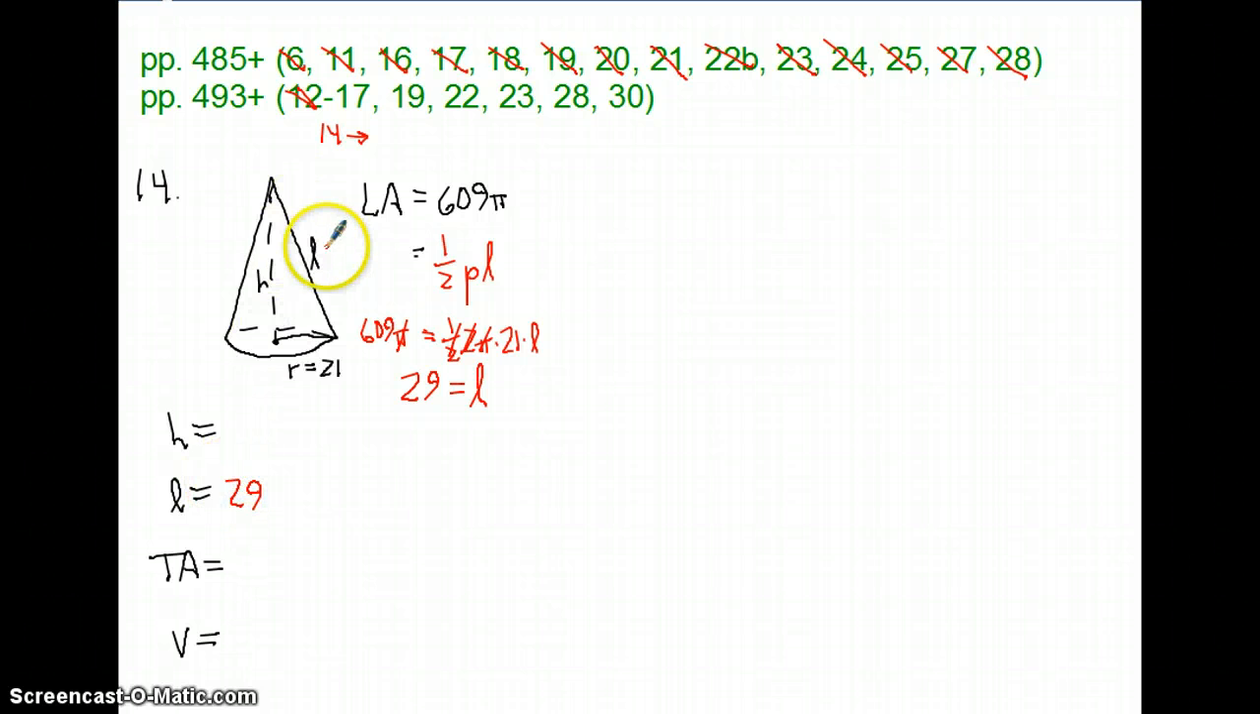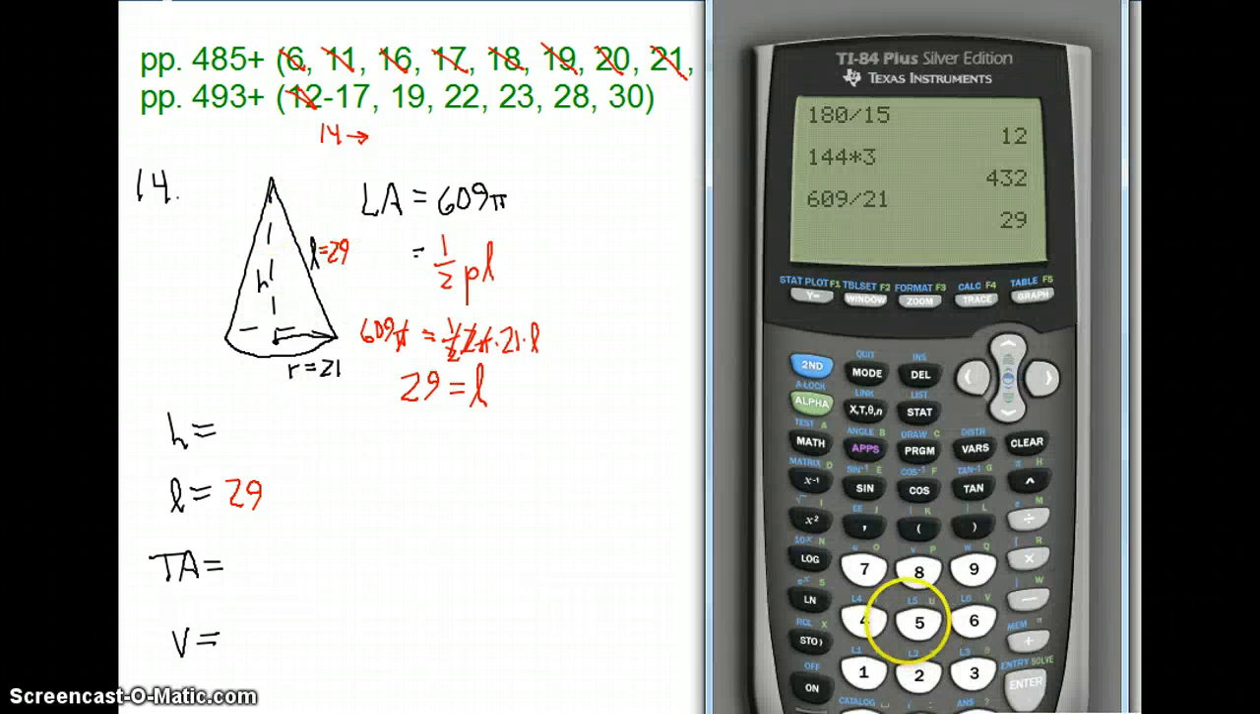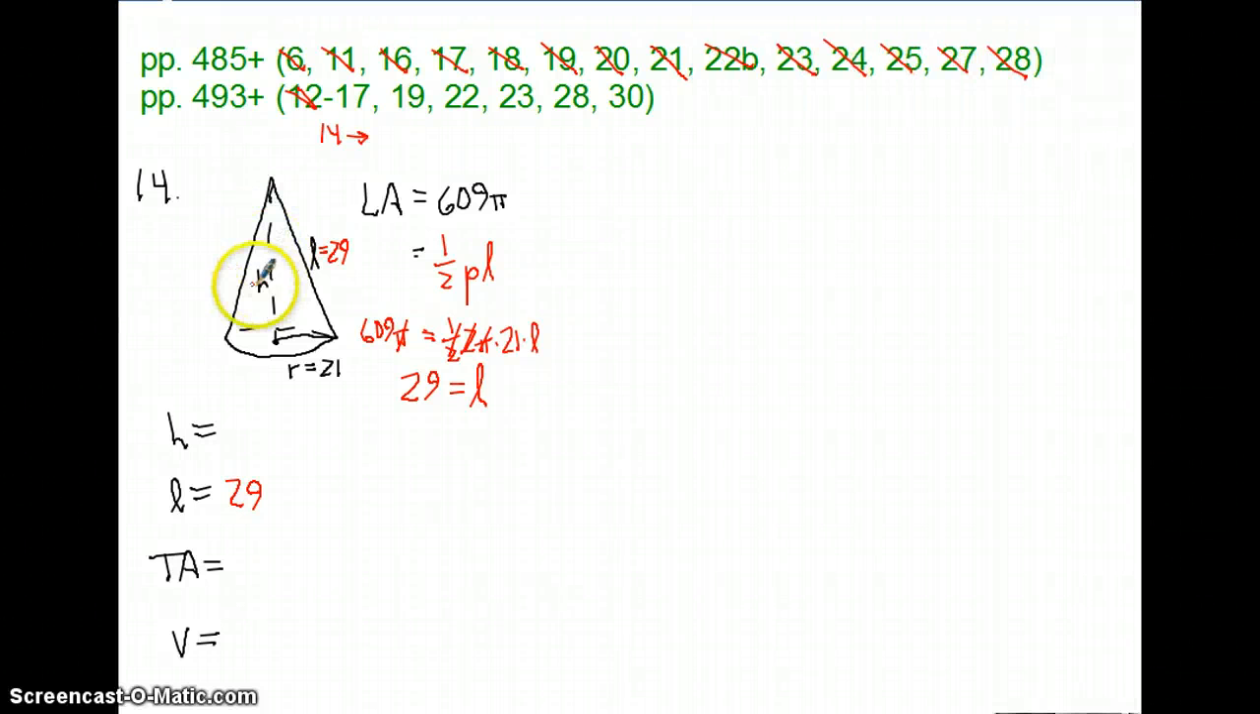Height is in a Pythagorean triangle. Oh yeah, 21, 29, that makes a Pythagorean triple. What is it? 29 squared minus 21 squared. It's a nice square number. I can't remember what it was. Oh, it's 20. Alright, so H is 20. That's nice. I'm supposed to know that one. 20, 21, 29.